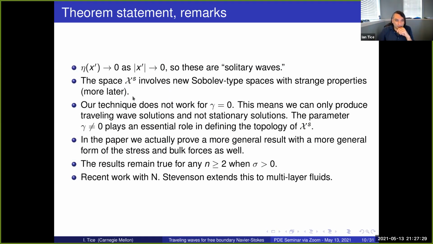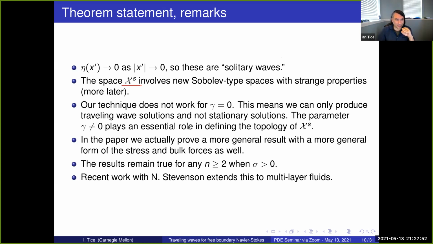The second thing I want to mention is that this space XS, which I have not told you, the reason that I have not told you is because it involves new Sobolev type spaces with very strange properties. So these are not standard spaces. These are the spaces that were cooked up specifically for this problem and have very odd features.